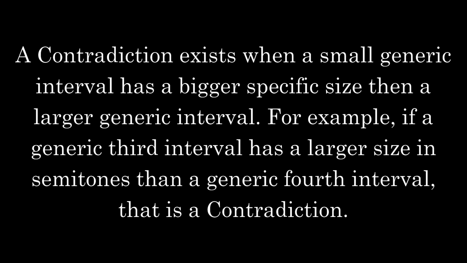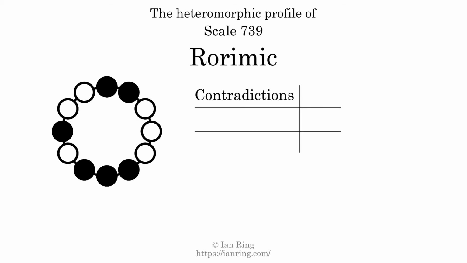A contradiction exists when a small generic interval has a bigger specific size than a larger generic interval. For example, if a generic third interval has a larger size in semitones than a generic fourth interval, that is a contradiction. The number of contradictions in this scale is 12.